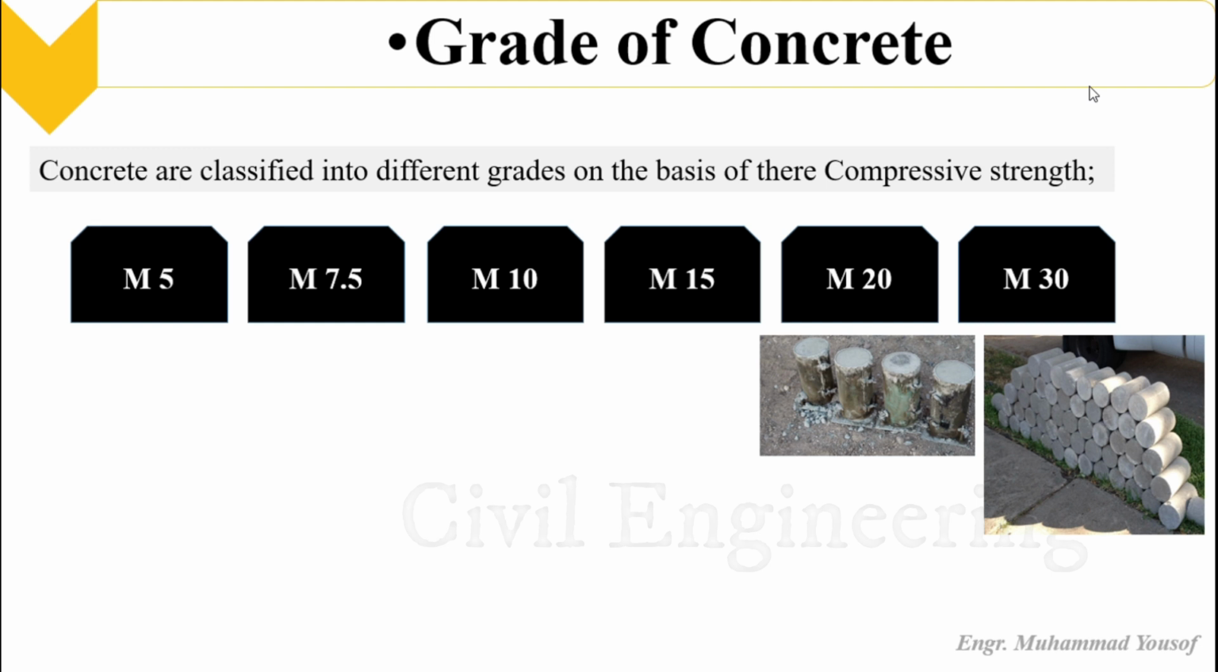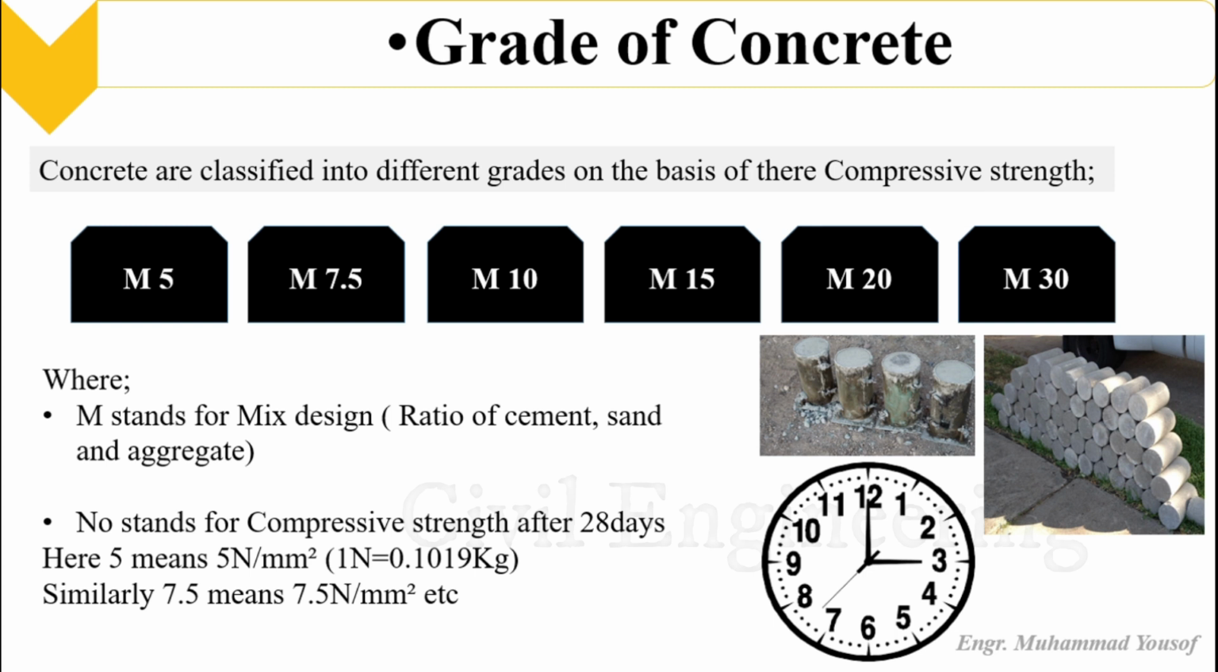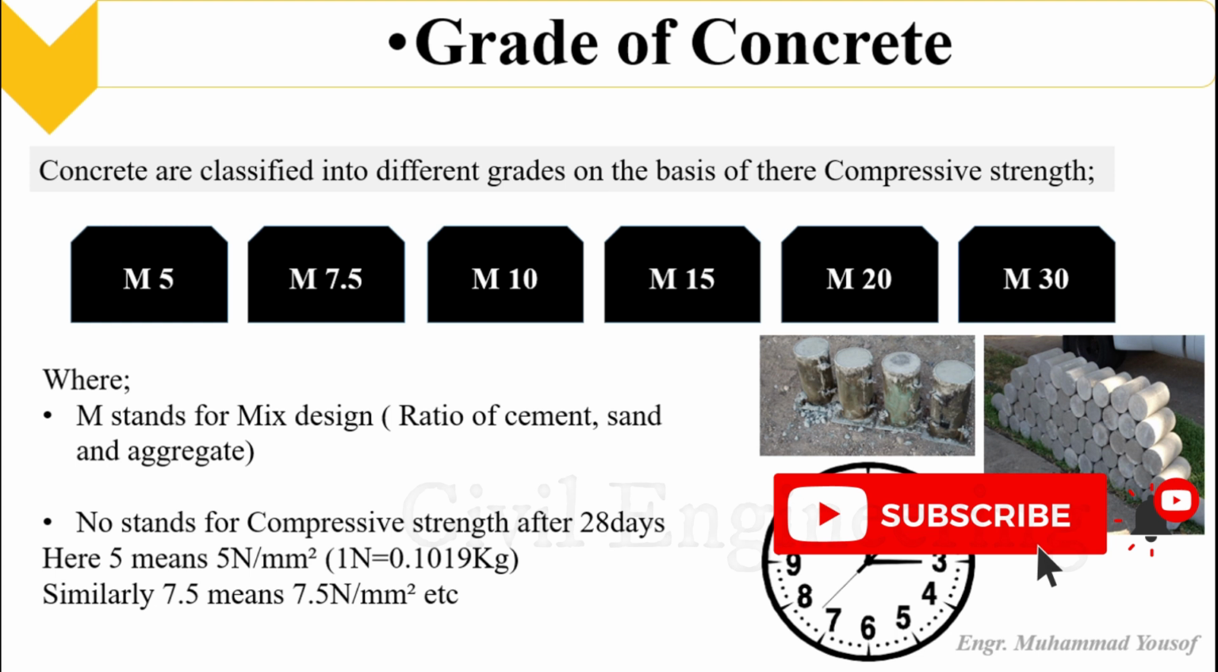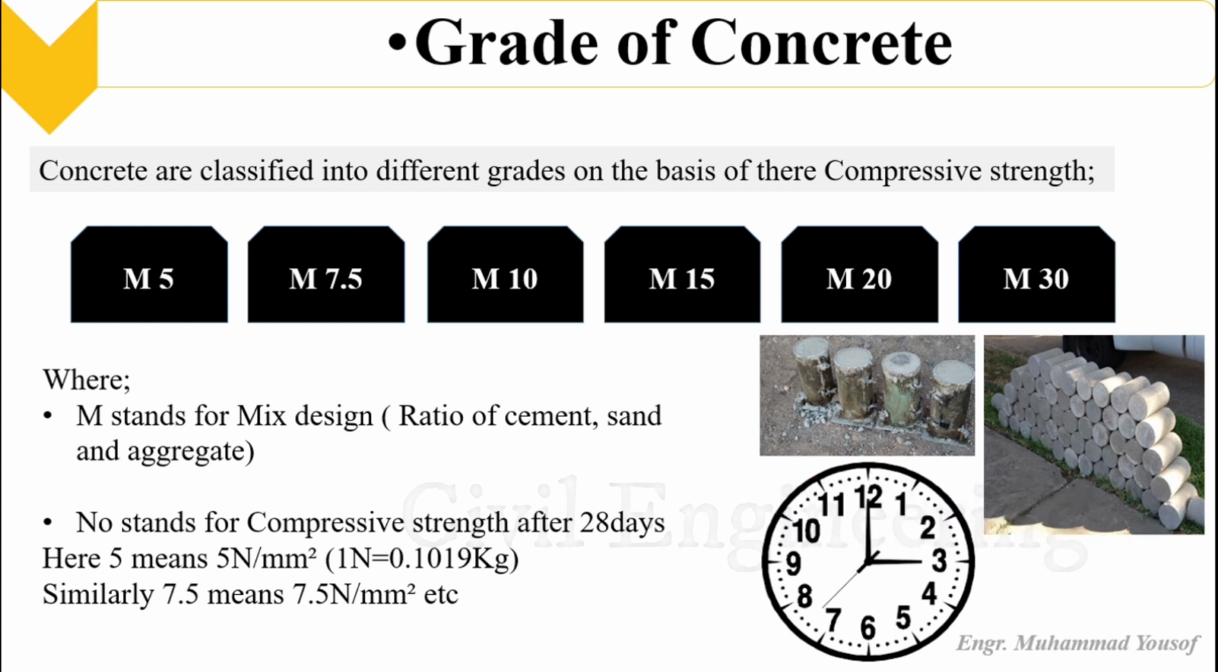Here an important interview question arises: what is meant by M, and what is meant by the number in the grade of concrete? If we talk about M5 grade of concrete, the letter M represents the mix design ratio, while the number 5 represents its compressive strength after 28 days in Newton per millimeter square. Similarly, for M7.5 grade of concrete, the M represents its mix design ratio, while the number 7.5 represents its compressive strength in Newton per millimeter square after 28 days.